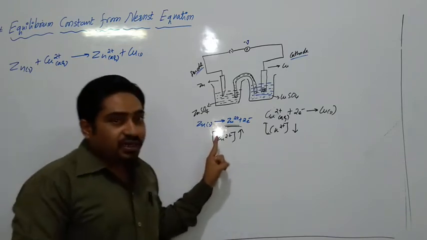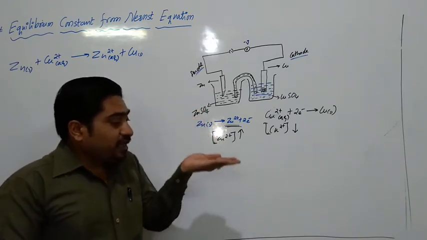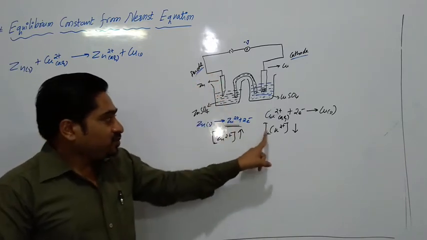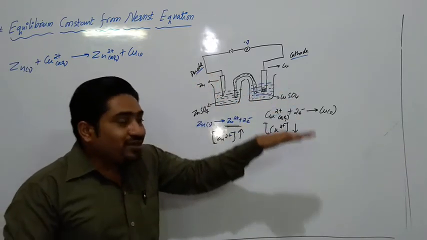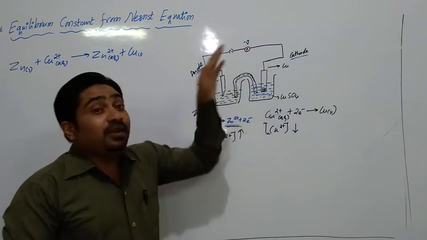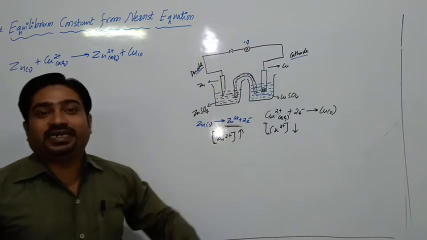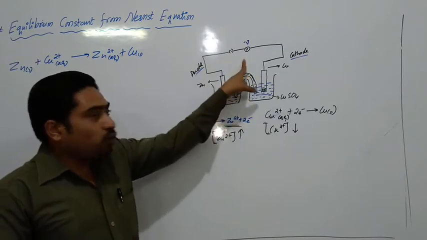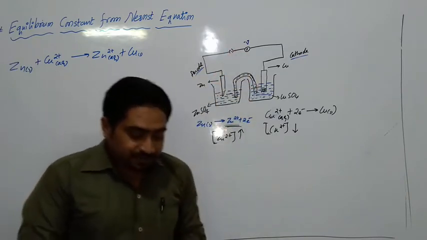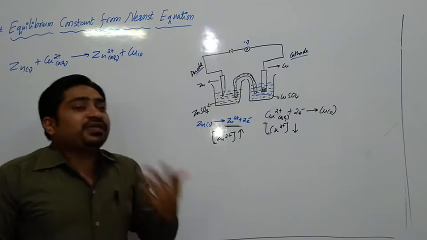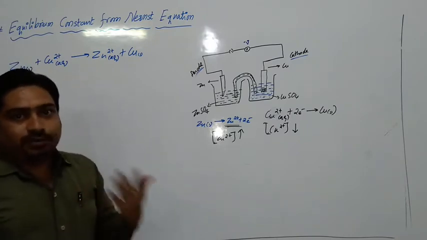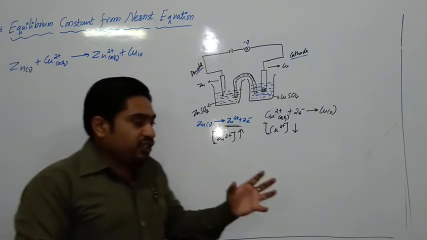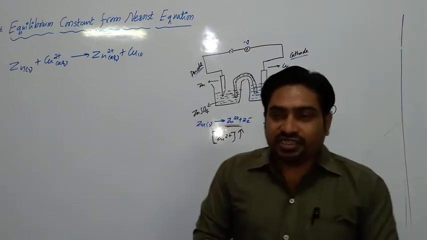Now what is happening here? The concentration of Zn2+ ion goes on increasing. The concentration of Cu2+ ion goes on decreasing. Means my cell potential also goes on decreasing. The potential difference or voltage measured in this voltmeter goes on decreasing. So after some time, after 1 hour or after 2 hours, what happens? A situation is reached.